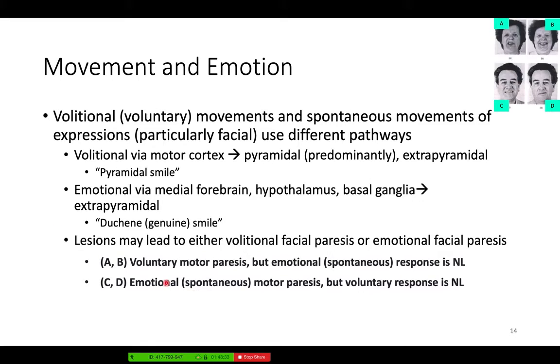Okay, great. So movement and emotion. So voluntary movements and spontaneous movements of our face use different pathways. We just talked a minute ago about our volitional pathway in our arms and legs. There's a different pathway for the muscles of our face, which is something to know. If you have a lesion in certain parts of your brain, you'll still be able to smile. In other parts of your brain, you will not. Okay, not terribly high yield, but something that is interesting to know.